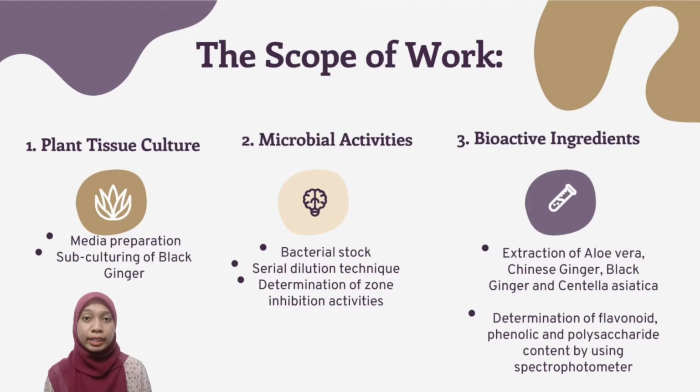Next, the scope of work that has been done. First, the plant tissue culture that begins with the media preparation and then continues with subculturing of the black ginger plant. Next, the microbial activities. It starts with making the bacterial stock, serial dilution technique, and determination of zone of inhibition. The last scope that has been done is the determination of bioactive ingredients such as flavonoid, phenolic, and polysaccharide from aloe vera, Chinese ginger, black ginger, and Centella asiatica, which start from the process of extraction.